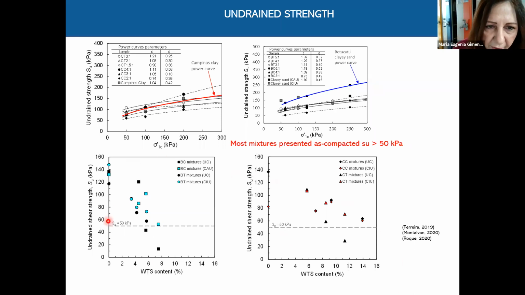So here are all the results from the unconfined compression tests, and also from the triaxial tests. And we see that the undrained shear strength decreases drastically with increase of sludge content in both cases. But most mixtures meet that limit of undrained shear strength equal or higher than 50 kPa. You see only 3 points that fell below this limit.